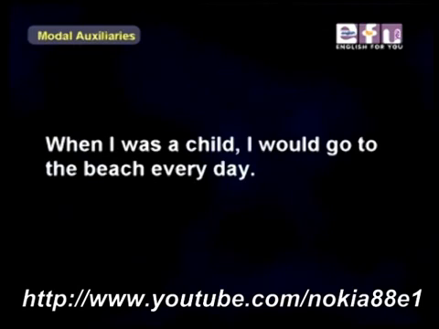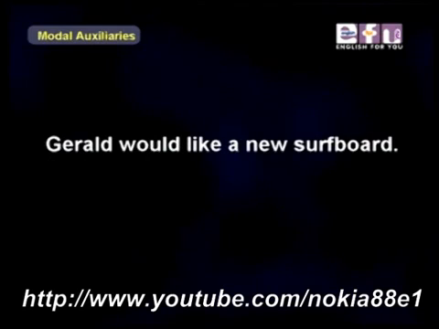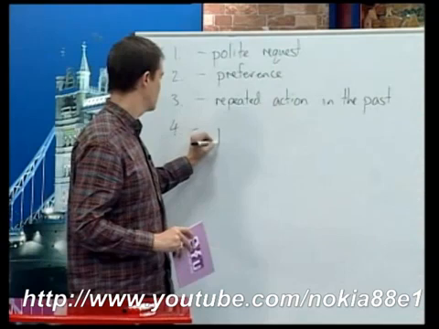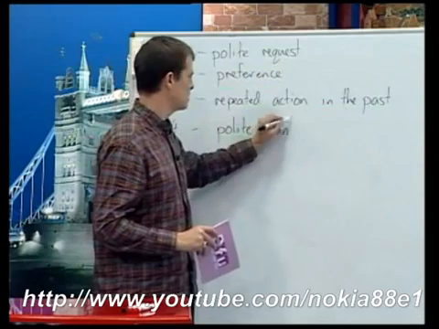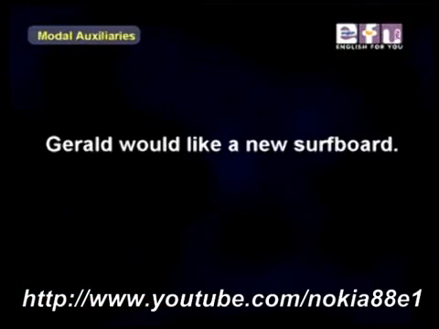In the third sentence, it's used for a repeated action in the past. Something you used to do all the time. When I was a child, I would go to the beach every day. And in the fourth sentence, it's a polite way to say want. So it's polite want. Gerald would like a new surfboard.